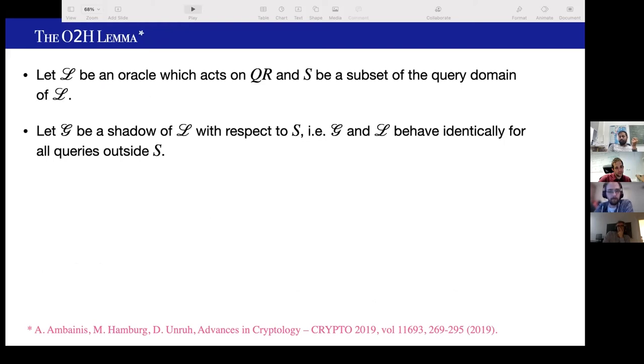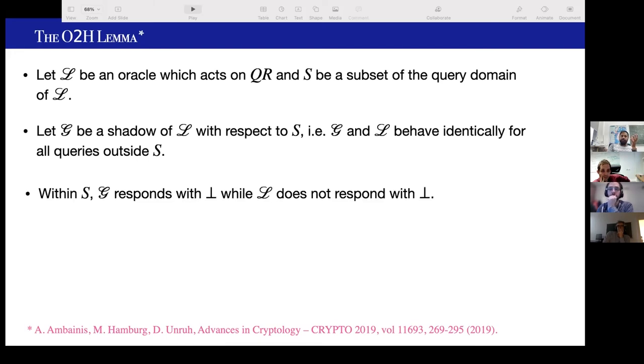with respect to S. So there is a subset of queries that is fixed, and you define a pseudo with respect to this subset. And the pseudo is just identical to L, except inside the set S. So if you are outside the set S, then L and G both are the same. But if you are inside it, then G responds with perp, while L does not respond with perp. So L gives meaningful answers to those queries, but G gives garbage for those queries.